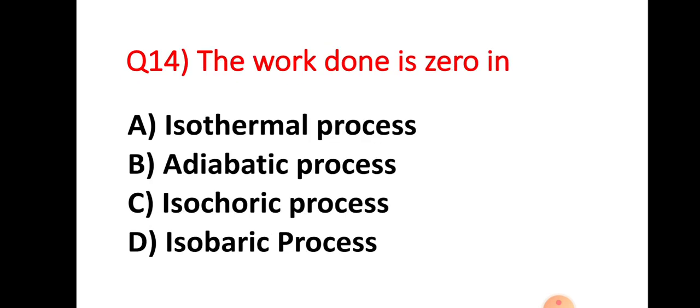Now let us move to question number 14. The work done is 0 in, if you see this all process, volume remains constant in isochoric process. In isochoric process, volume is constant means work done is 0. So in isochoric process, work done is 0. For question number 14, correct answer is option choice C. Now let us see question number 15.